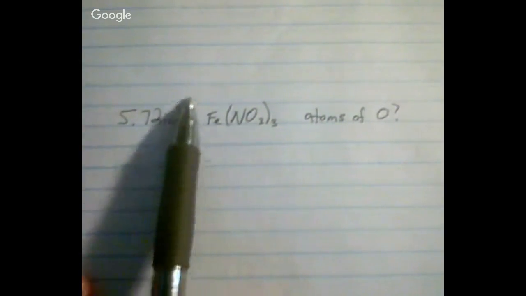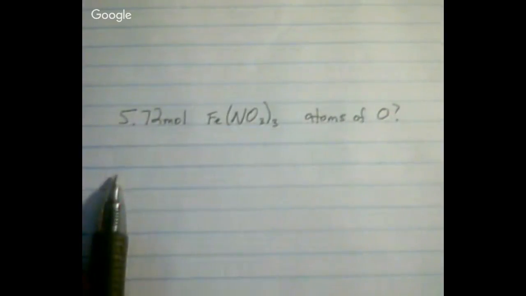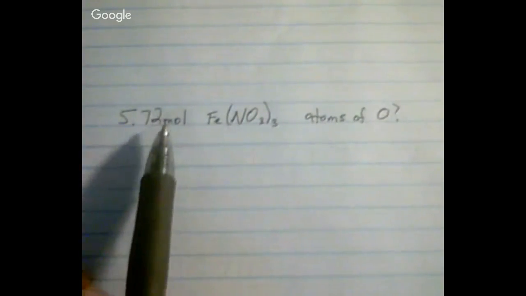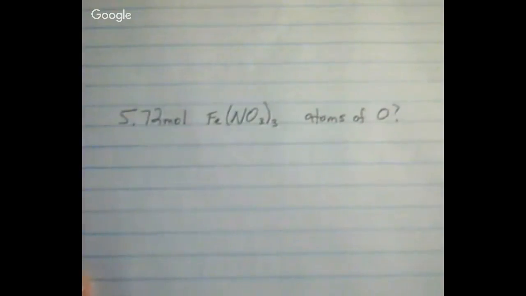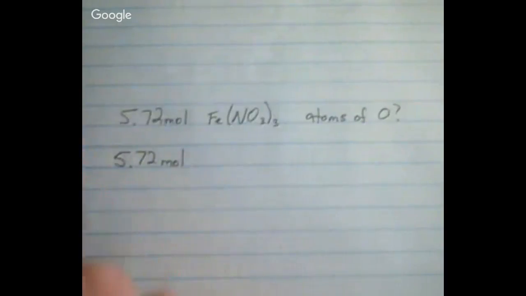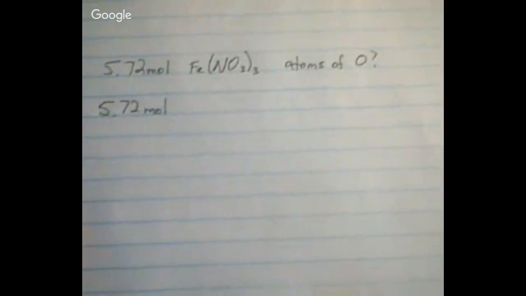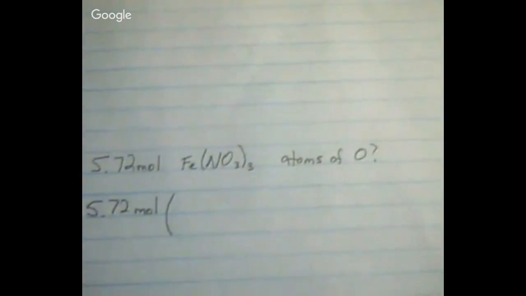So we have 5.72 moles of this. Okay, so we have to turn those moles into how many particles. In this instance, we're talking formula units. So I have to do a moles to particles conversion. So I have 5.72 moles. Sorry if you guys can't see exactly. Actually, if I move this down, that might be better.